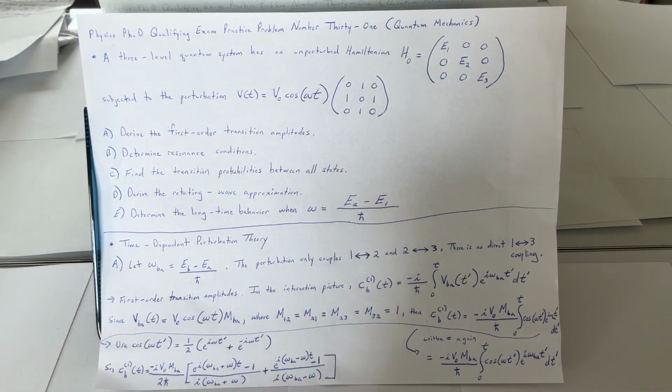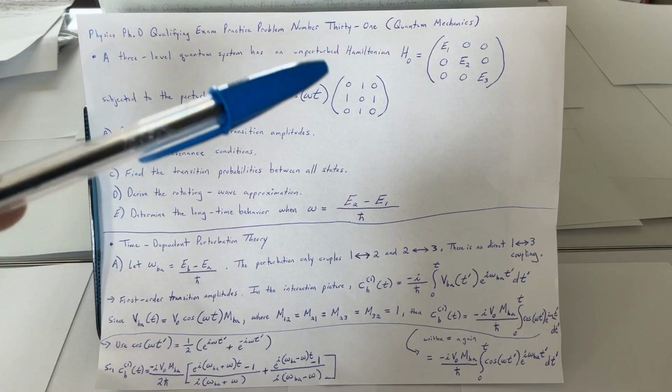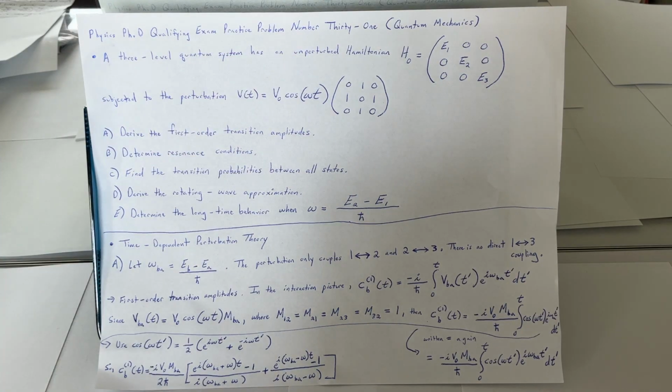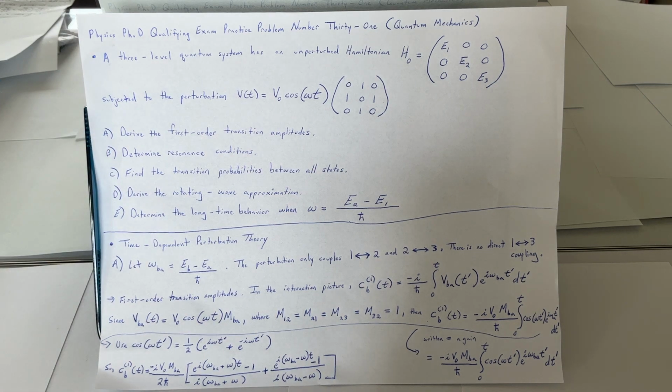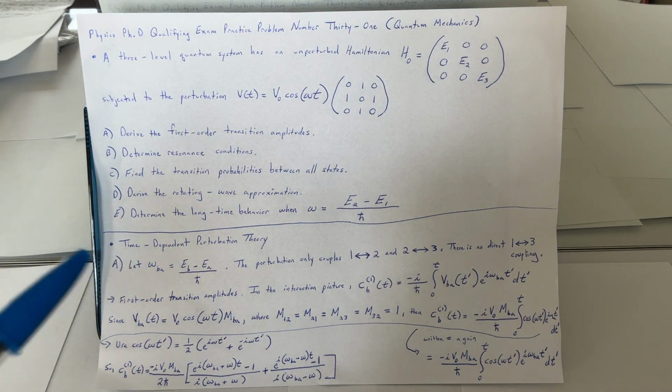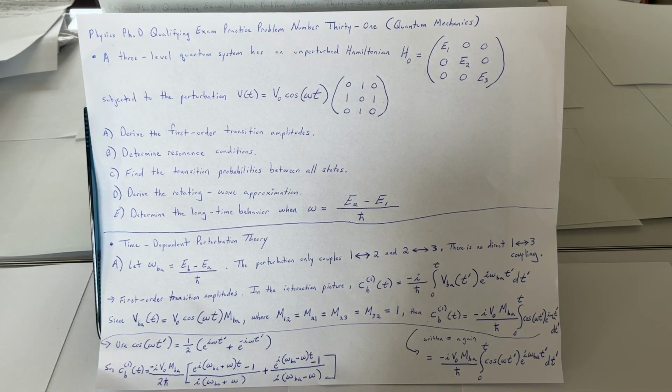Subjected to the perturbation V of t equals V naught cosine omega t, times the matrix 0, 1, 0; 1, 0, 1; 0, 1, 0, respectively for the rows. Part A, derive the first order transition amplitudes. Okay, so this is a time-dependent perturbation theory problem.